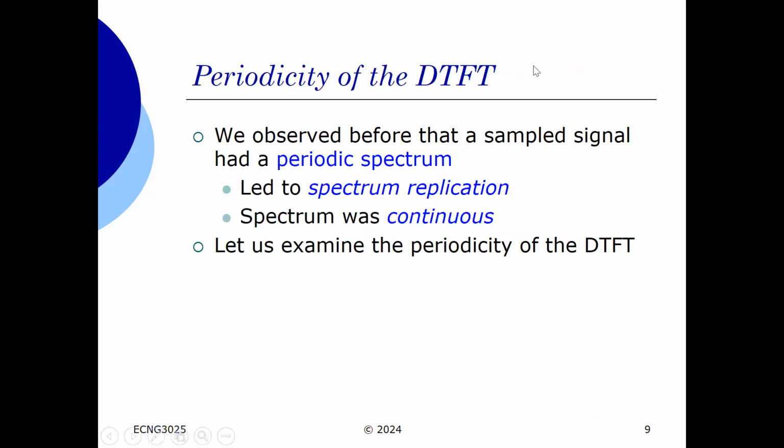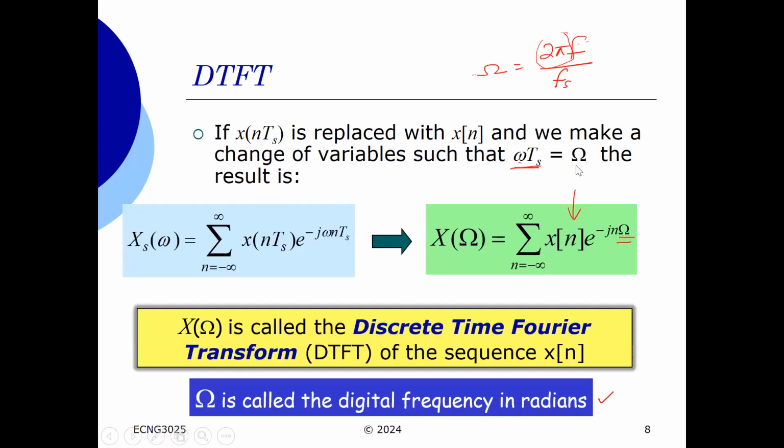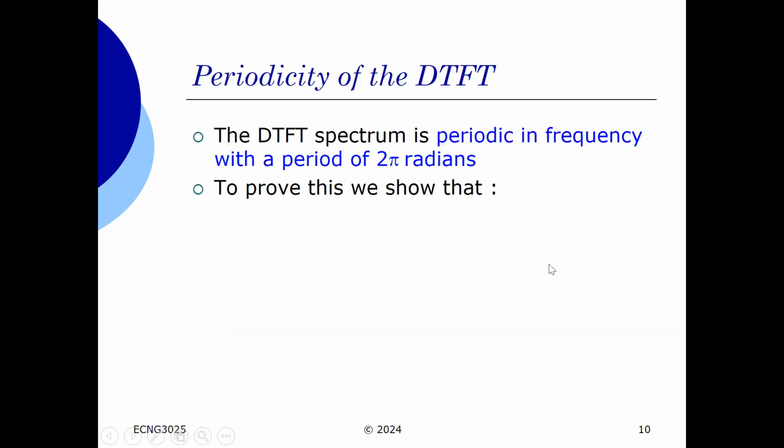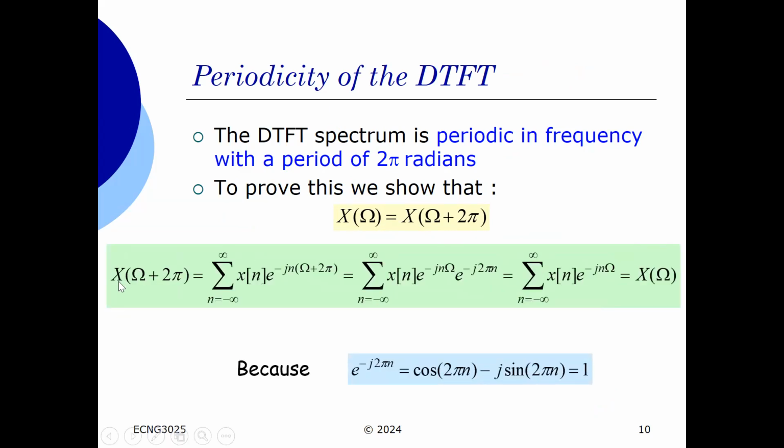We stopped there and said that one of the issues is this: omega is 2 pi F over Fs. If I increase omega to omega plus 2 pi radians, then we showed that the spectrum at omega plus 2 pi radians is the same as the original spectrum. In other words, the DTFT spectrum is periodic, and the period is just 2 pi radians.